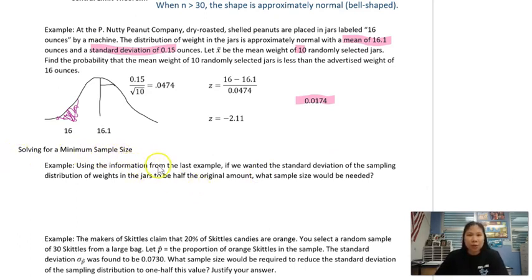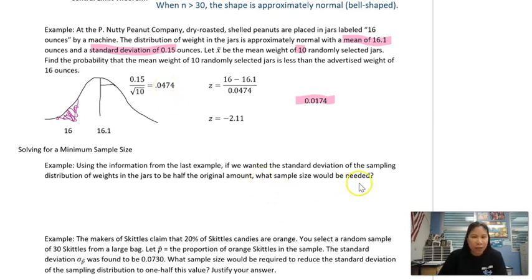Okay, another problem we want to be able to do is solving for a minimum sample size. Sometimes we want our new standard deviation to be smaller because that means our data is going to be more consistent with a smaller standard deviation. In order to make our new standard deviation smaller, what we want to do is use a bigger sample size, because when you have a larger sample size for n, then you end up dividing by a bigger number, which decreases your standard deviation. So I'm going to use the same information from the last example. We want our standard deviation of the sampling distribution to be half the original amount. Originally I had 0.0474 as my original amount. I want it to be half of that.